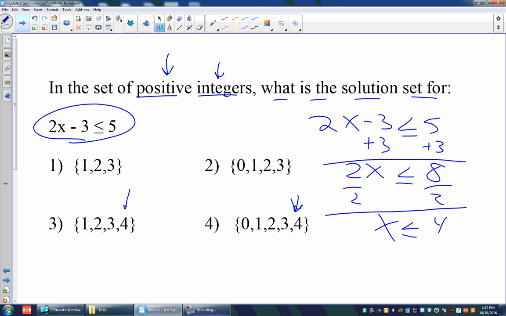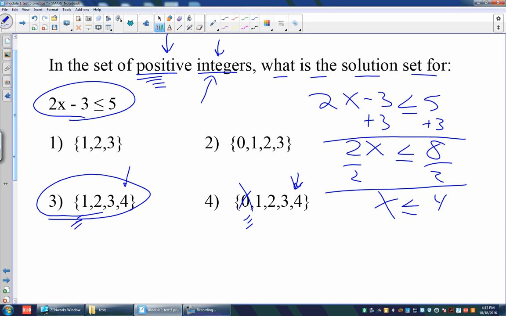Now, hang on a second. That doesn't have 0. This has 0. Integers. Okay, integers. Yep, they don't have decimals. None of them have decimals. Okay, positive. Guess what? 0 is not a positive number. It has no sign. It's neither positive nor negative. So, choice 3 is the answer.